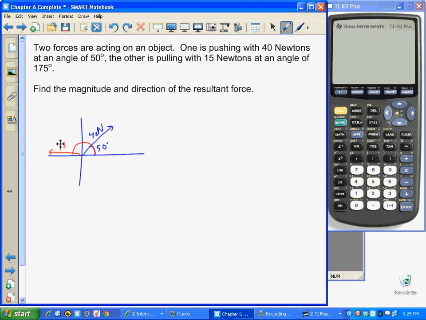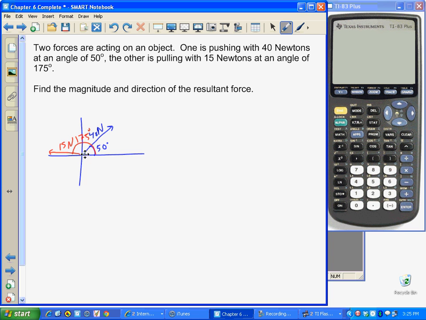Okay, this is 15 newtons at 175 degrees. So I've got these two forces. Maybe this is a helicopter pulling on something, and this is a truck that's raised up off the ground, so it's a little higher, and it's pulling this way. We're going to see what the overall force acting on this object is.